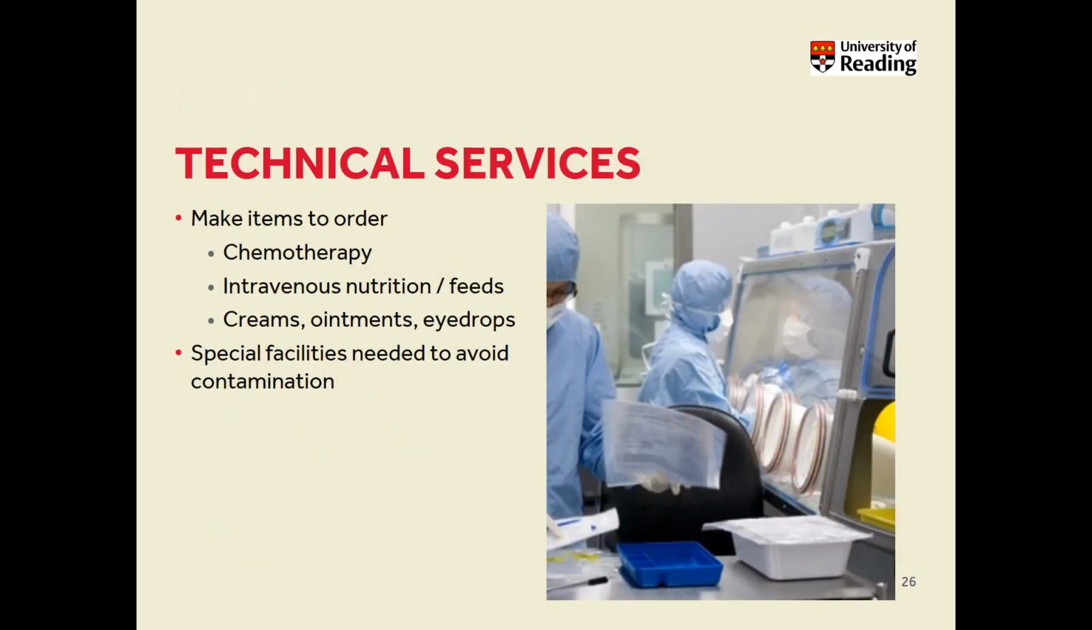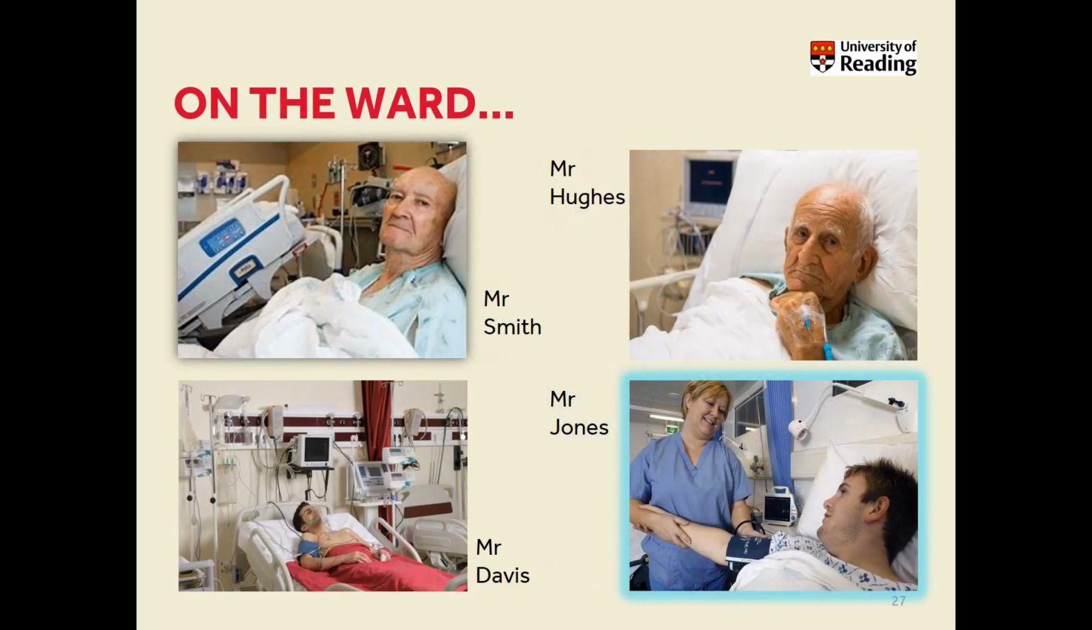Technical services, or aseptics as it can also be called, makes items to order. This might be chemotherapy, intravenous nutrition feeds, creams, ointments, eye drops, or antibiotics. And you need special facilities to avoid contamination. Protective clothes will need to be worn by staff to protect them and also protect the products they are making. Products are made up in a sterile environment to avoid contamination, as the patient is at increased risk of infection. The pharmacy department prepare the chemotherapy for Mr. Davis and send it up to the ward when it is ready.